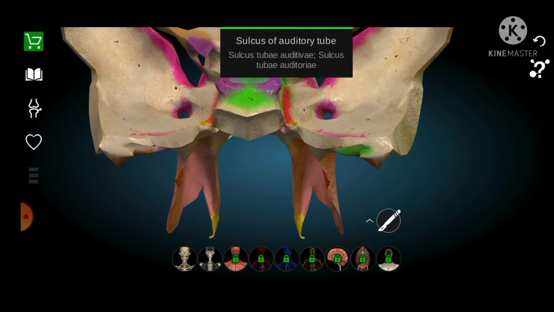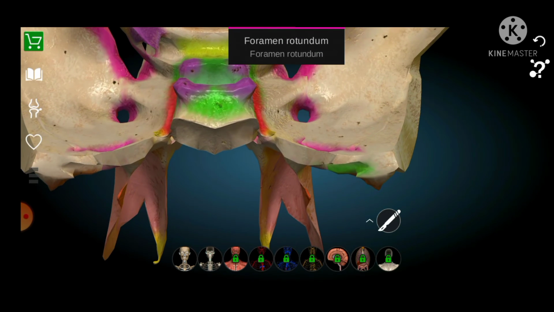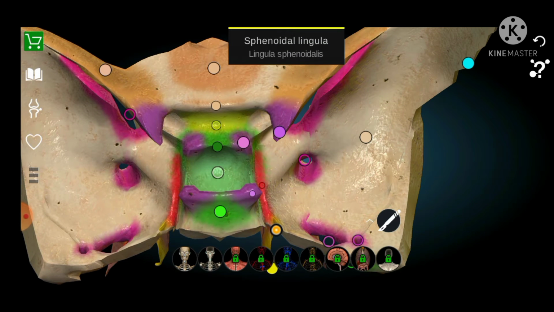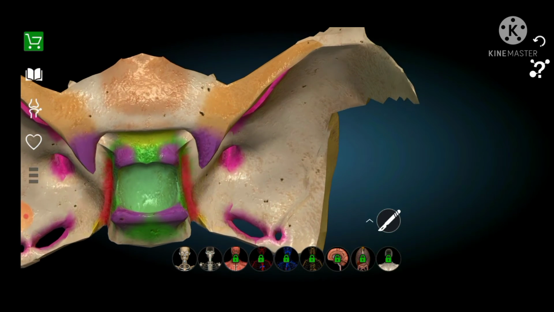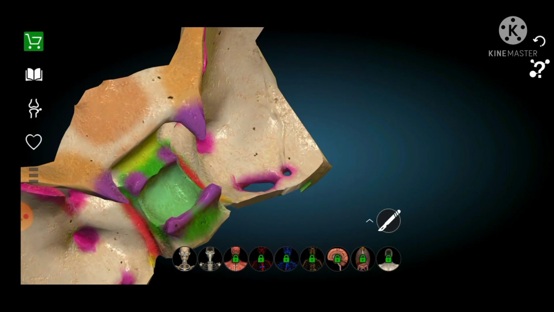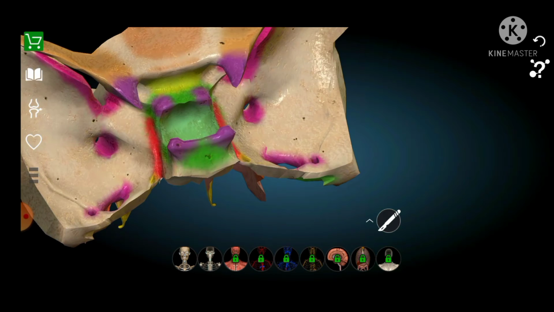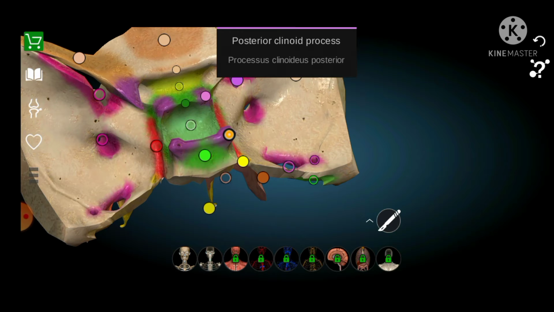This is the sulcus of auditory tube. This is the foramen rotundum. This is the sphenoidal lingula. This is the sella turcica. Then this is the hypophyseal fossa. This is the carotid sulcus. This is the posterior clinoid processes.